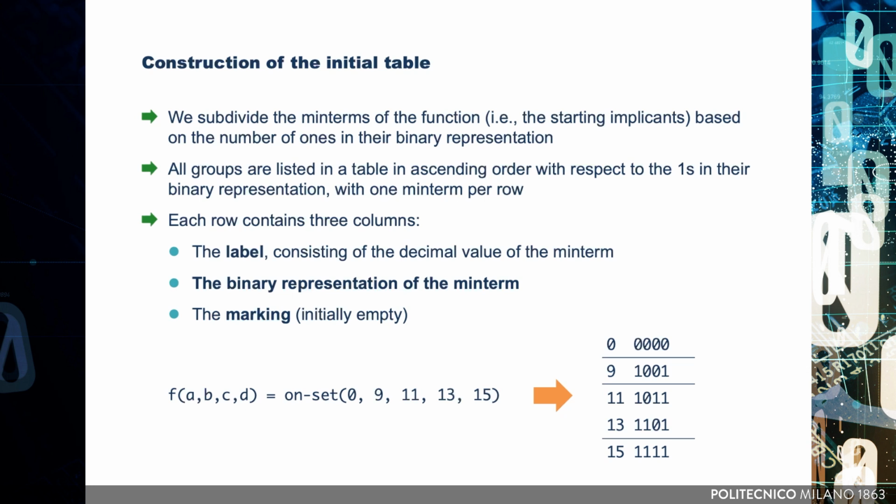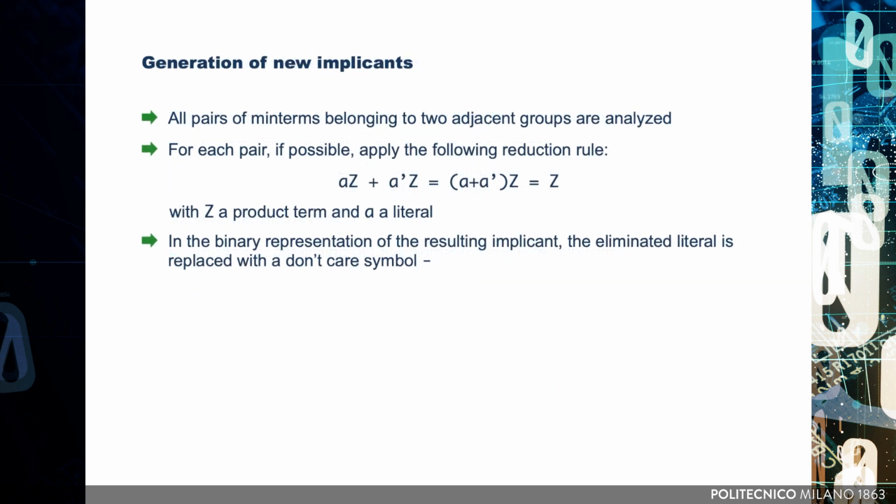The next group contains minterms with 2 ones, such as 9, and so on. The table has the 3 columns mentioned earlier, with the 3rd column still empty at this stage. You may also notice that we've drawn horizontal lines only where needed, to visually separate adjacent groups within the table. We now proceed with the systematic generation of implicants.